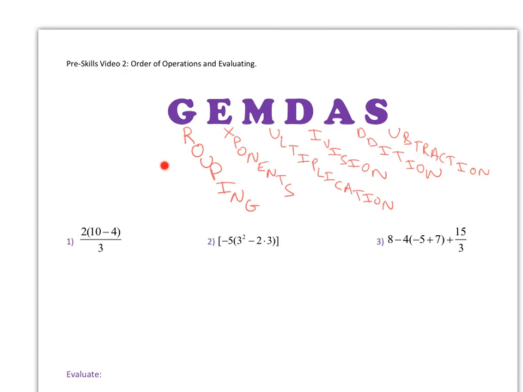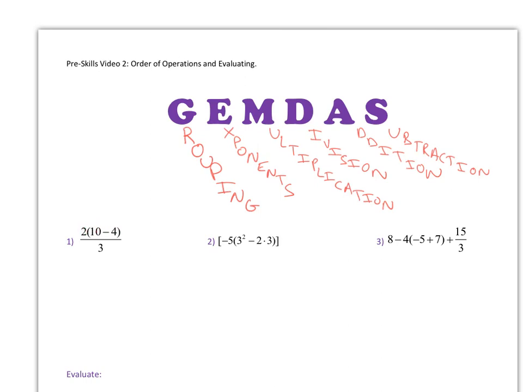G stands for grouping. It's more general than parentheses. Parentheses is very specific, but grouping could be any type of grouping. If you look at number 2, there's a bracket. Well, it's just a different type of grouping than parentheses. It means the same thing. Grouping can also be on a fraction. Look at number 1. That fraction bar tells me I need to do all that stuff on top first before I divide, because it's everything that's divided by 3. So it's another way to group stuff together is with a fraction.